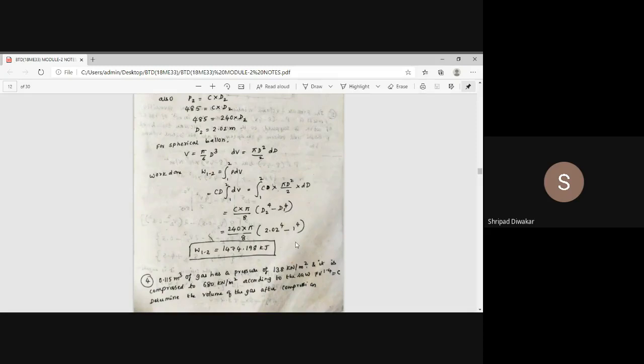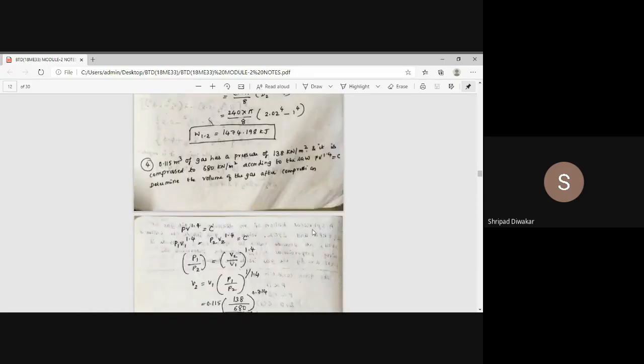In the previous problem it was d cube, here it is d. But you should remember this equation, V equals pi by 6 d cube. You have to differentiate because we have dV in the standard equation. You have to replace the term dV, and P is nothing but CD. Whatever constants are there, take them outside, and the rest goes inside.